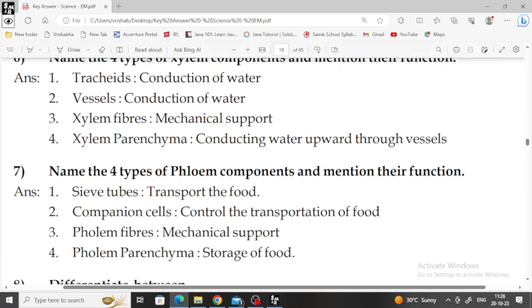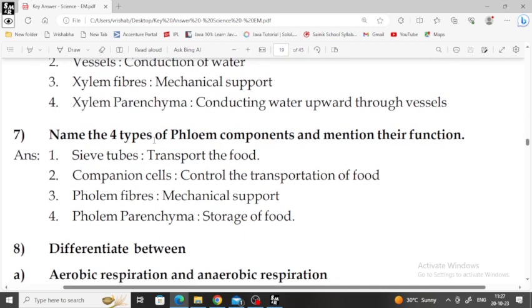Tracheids, conduction of water. Vessels, conduction of water. Xylem fibers, mechanical support. Xylem parenchyma, conducting water upward through vessels.